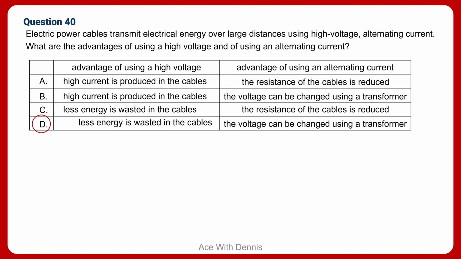The answer is D. The advantage of using high voltage is because less energy is wasted in the cables due to a high voltage, low current. When the current is low, less energy is wasted. And the advantage of using alternating current is because we can change the voltage using a transformer. So we can raise the voltage using a step-up transformer and reduce the voltage using a step-down transformer. Therefore, the answer is D.